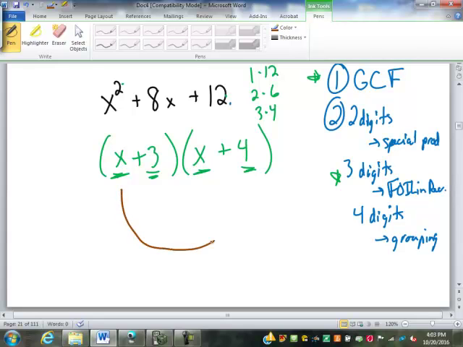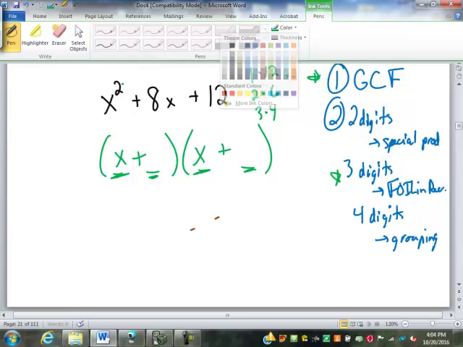Let's double check it. We're going to check the outside. X times 4 is 4x. Let's check the inside. 3 times x is 3x. That adds up to make 7x, I should say. 4 plus 3 is 7x. It's not what we want, is it? We want 8x. So 3 and 4 don't work. So we've got to do 1 and 12 or 2 and 6.